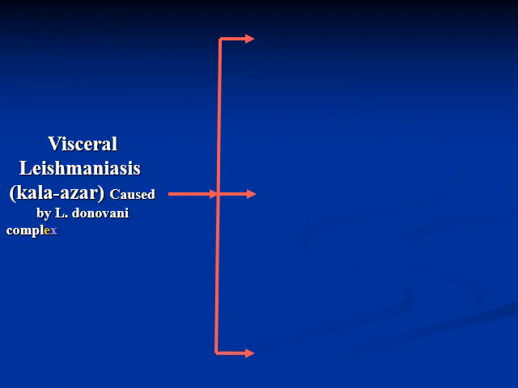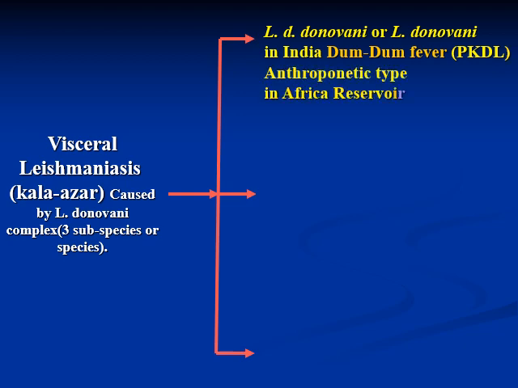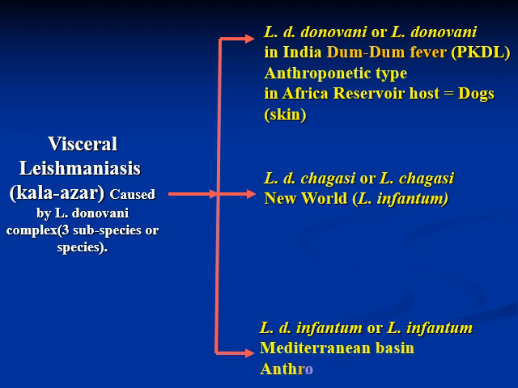Visceral leishmaniasis or kala azar is caused by the L. donovani complex, which contains three subspecies, now considered as species. First, Leishmania donovani, which causes kala azar in India, or as we call it, dum-dum fever. It is anthroponotic type and can produce PKDL. In Africa, the reservoir host is dogs. It is zoonotic type and also can produce PKDL.